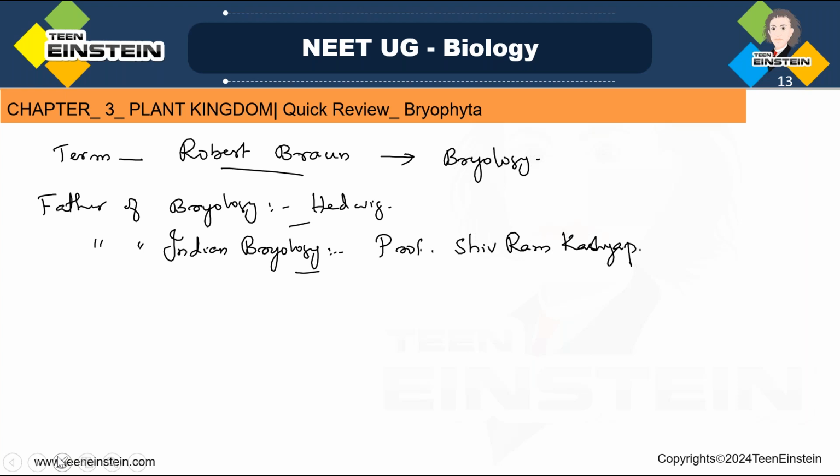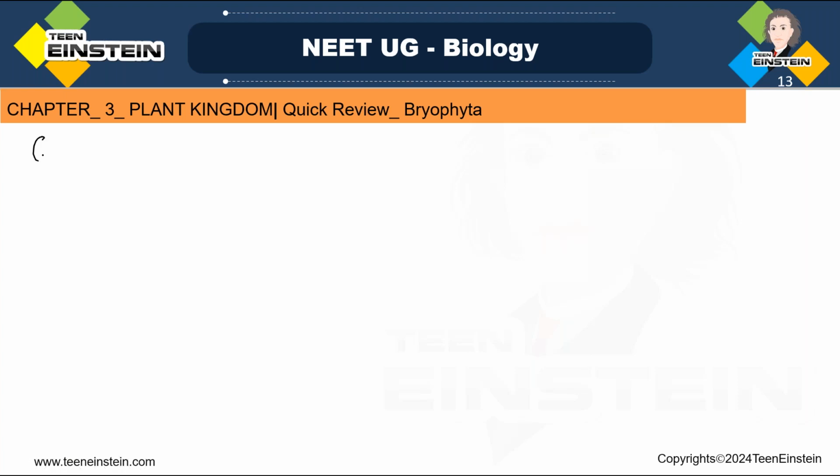Okay, then the general features of bryophyta. Bryophytes are the first land plants, and they originated from aquatic plants. We believe that they originated from aquatic plants, and they came on land through water, because some bryophytes have characters which are similar to aquatic plants.